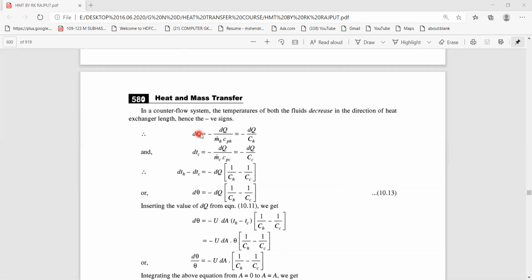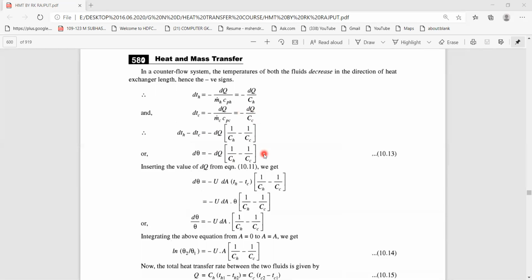Now let's take the difference between dTh and dTc. This is a similar way of doing the derivation as we have seen in the parallel flow heat exchanger, so you should be very careful while simplifying. If we subtract, this will be minus sign as it is, and as we are subtracting, minus into minus becomes plus. If you take the minus sign outside the bracket, you will get 1 by Ch minus 1 by Cc. This is simple mathematics.